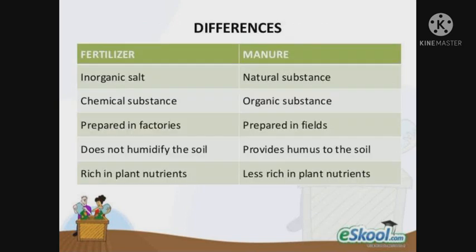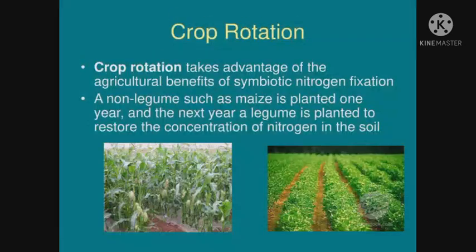Now let's see the differences between fertilizers and manure. Fertilizers are inorganic salt. Manure is a natural substance. Fertilizer is a chemical substance and manure is an organic substance. Fertilizers are prepared in factories, manure is prepared in fields. Fertilizers do not add humus to the soil. Manure provides humus to the soil. Fertilizers are rich in plant nutrients, manure is less rich in plant nutrients.